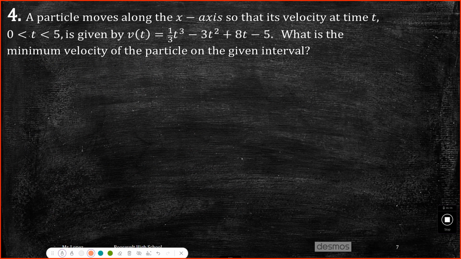All right, let's go. This last one, let's go, number 4. A particle moves along the x-axis so that its velocity from 0 to 5, not including 0, not including 5, is given by that.